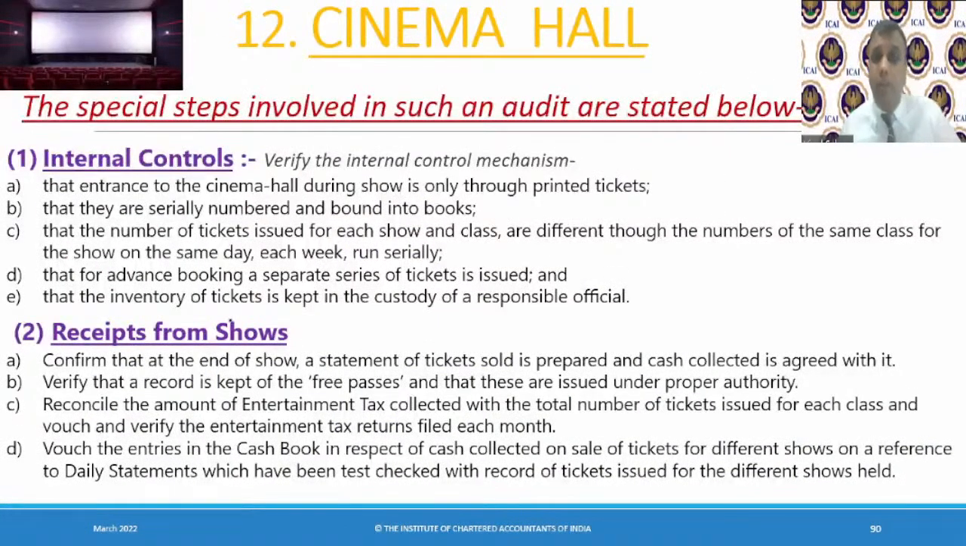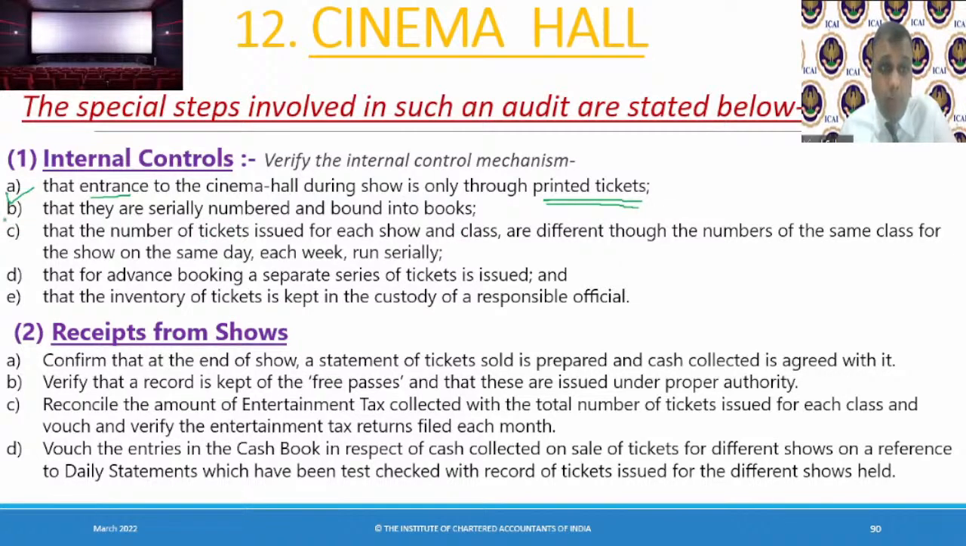The special steps involved in an audit are stated below. Verify, the first point is, verify the internal control mechanism. So the entrance to the cinema hall during show is only through printed tickets, or you can show them online, or even you can go there and punch in your ticket booking number and get the ticket printed out from that automatic ticket vending machine.